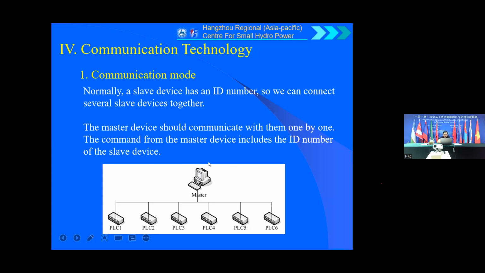So the computer will first send a command with the ID number 1. Okay, and all these PLCs will receive the command, but only the PLC with the ID number 1 will respond to this command. And in this model, the computer will communicate with PLC 1, then PLC 2, and PLC 3, PLC 4, 5, 6, and then back to 1, 2, 3, 4, 5, 6, one by one. Okay, communicate with them one by one.